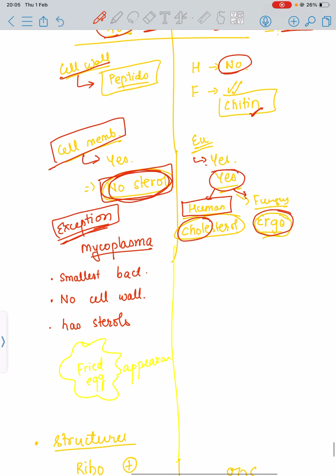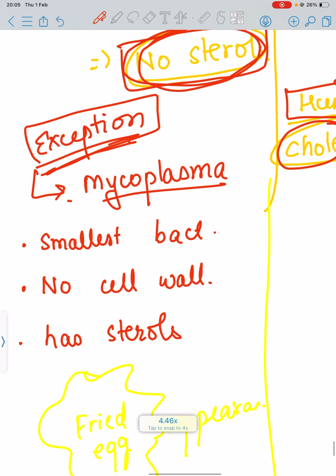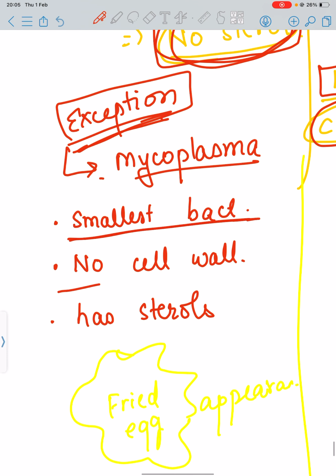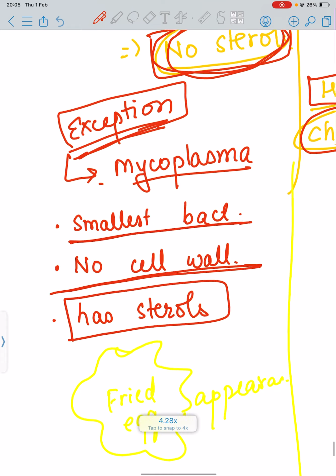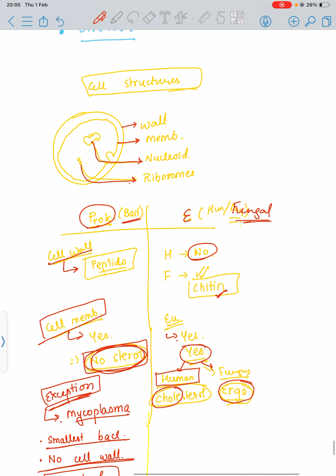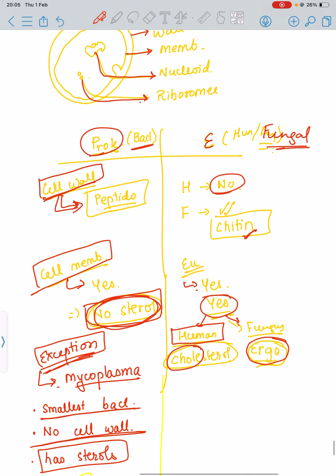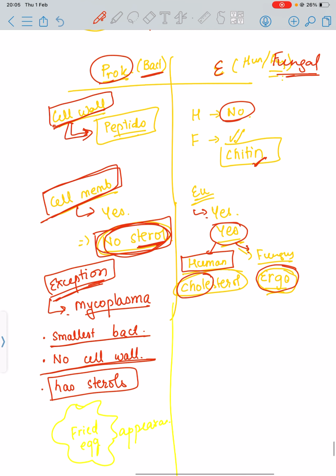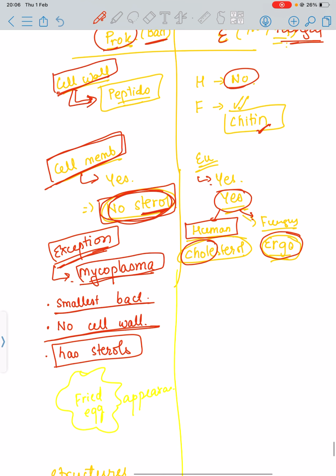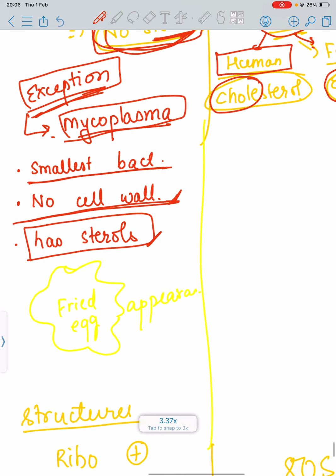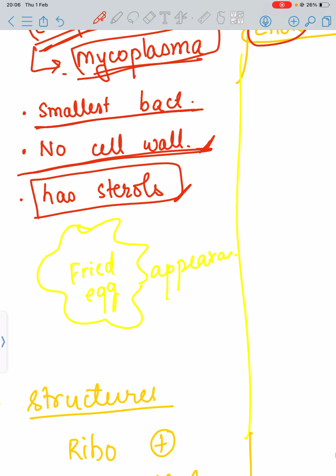There is one exception, and the exception is mycoplasma. Talking about mycoplasma, it is the smallest bacteria. It does not have cell wall. So, as a compensation, you can say it has sterols. Okay, so till now what we've discussed is bacteria have cell wall made up of peptidoglycan. They have cell membrane without sterols, and the exception to that is mycoplasma, which is the smallest bacteria having no cell wall and has sterols. Okay, now because of the sterols, this mycoplasma also gets a fried egg appearance.